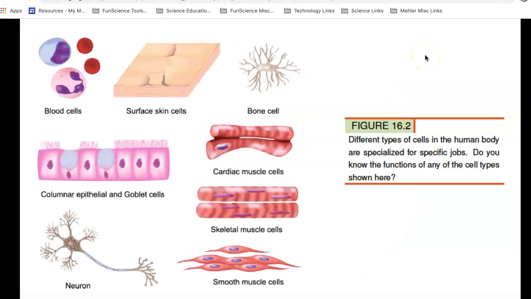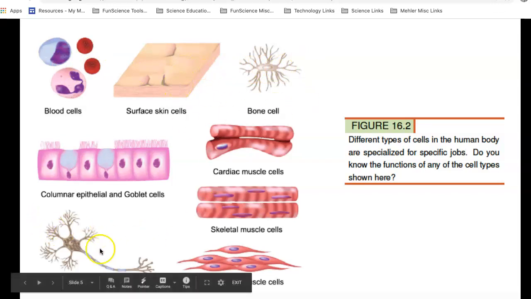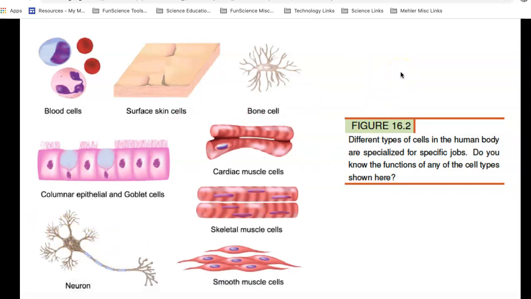We've talked about this a number of times in class, but cells have different shapes because they have different functions. Our red blood cells have a function of carrying oxygen. Bone cells have the function of shape. Skin cells, protection. Nerve cells, carrying information. Muscle cells, contracting to cause movement. So the shape of the cell is very specific to its function.